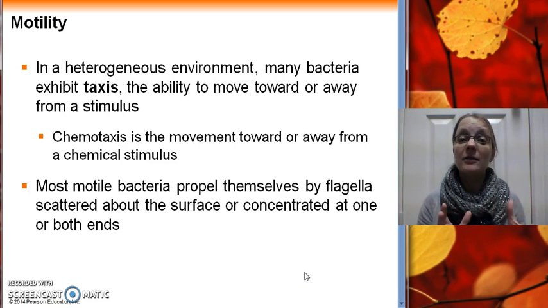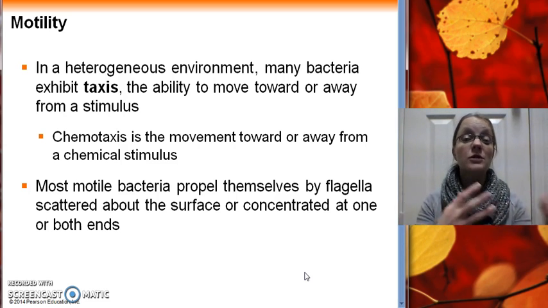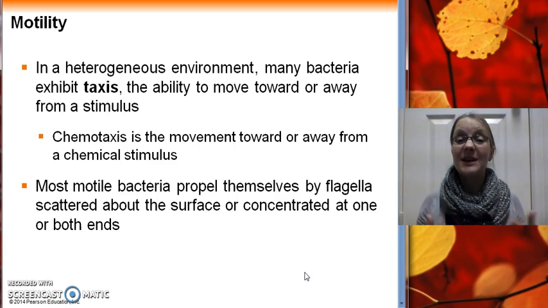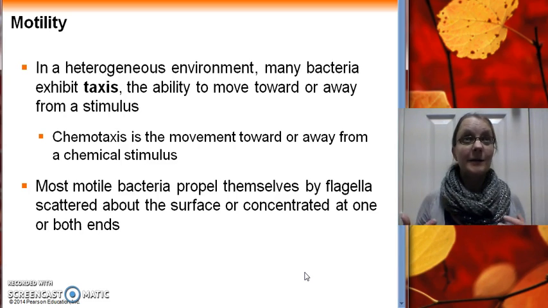When these bacterial cells, for example, move towards or away from a particular chemical signal, when they are exhibiting chemotaxis, they usually do so by propelling themselves forward using a flagella. Here's where bacterial cells and eukaryotic cells both have these structures called flagella, but they look different and they behave a little bit differently as well.